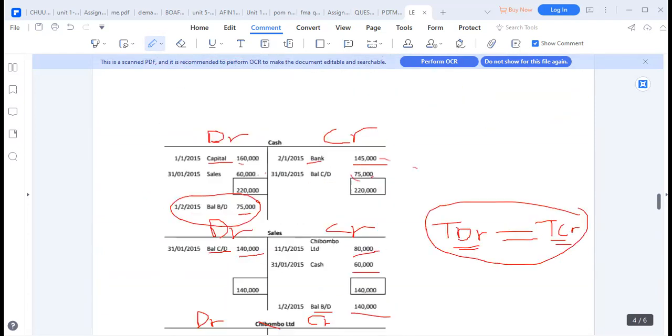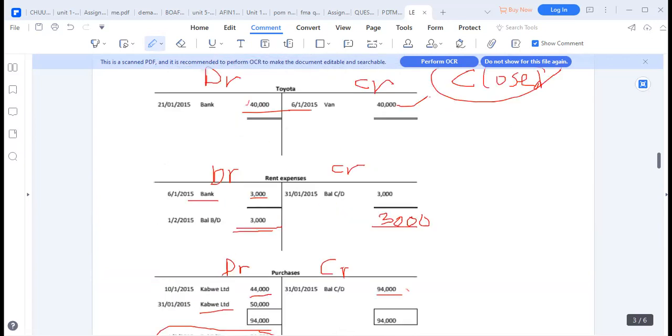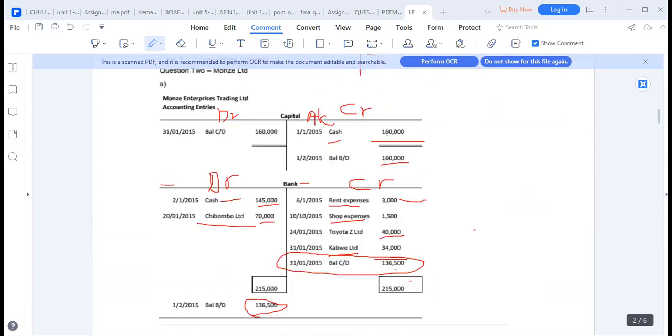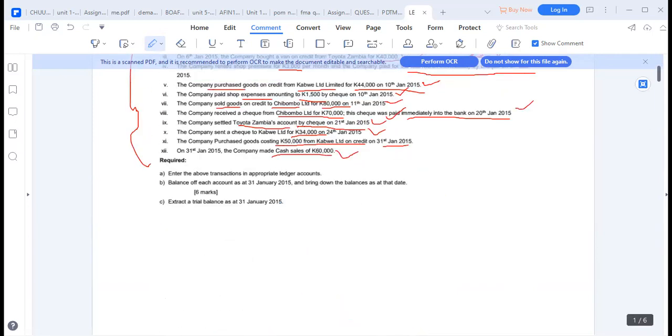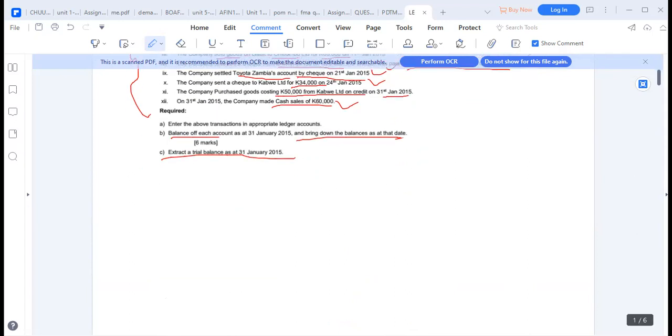After balancing off, you have balanced off the account, so you just have to check where entries are found. If an entry is on a credit, you pick it on a credit. So you prepare the trial balance. The trial balance only checks the accuracy of the double entry system. So here we have actually done entering their transactions. We've balanced off, bringing down the balances at that date. So we need to extract a trial balance as at now. A trial balance checks the accuracy of the double entry system.